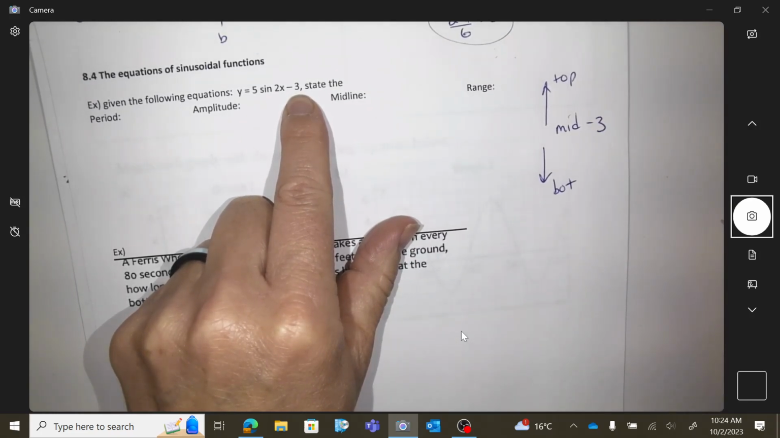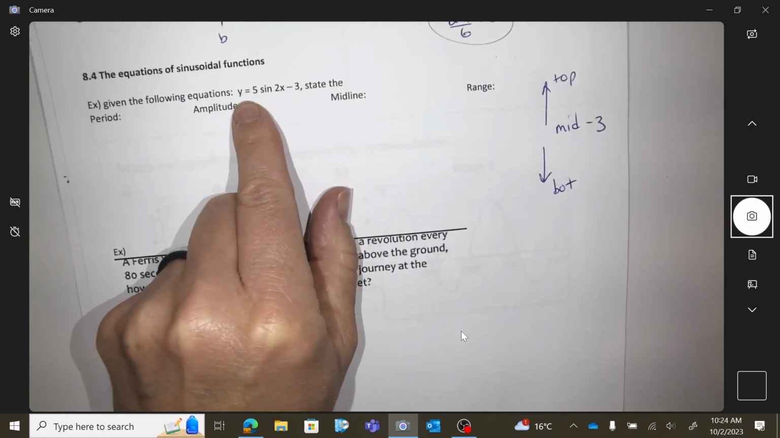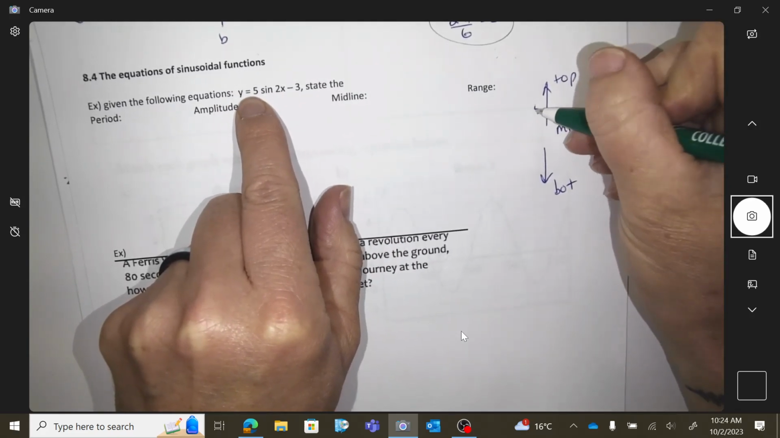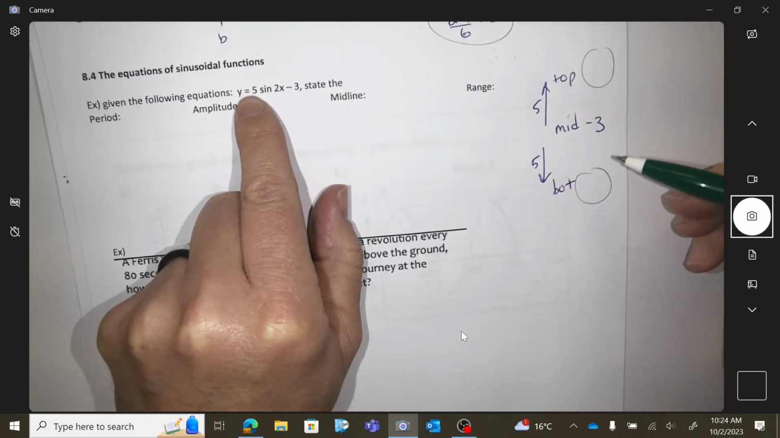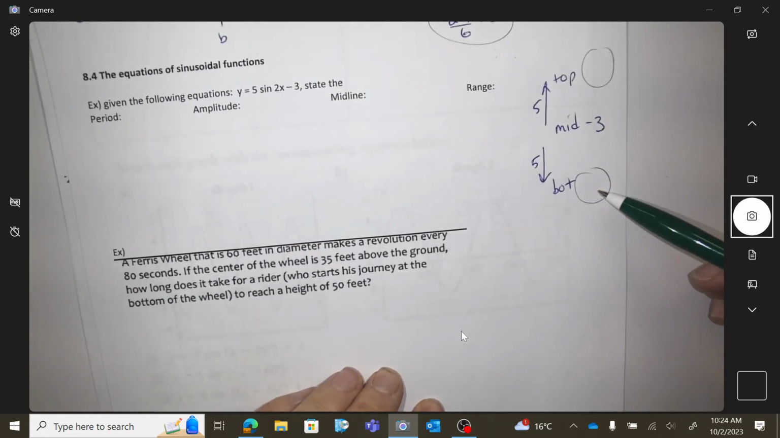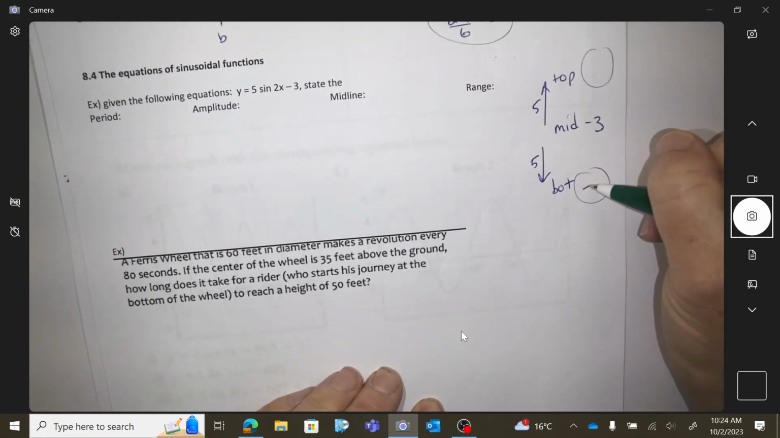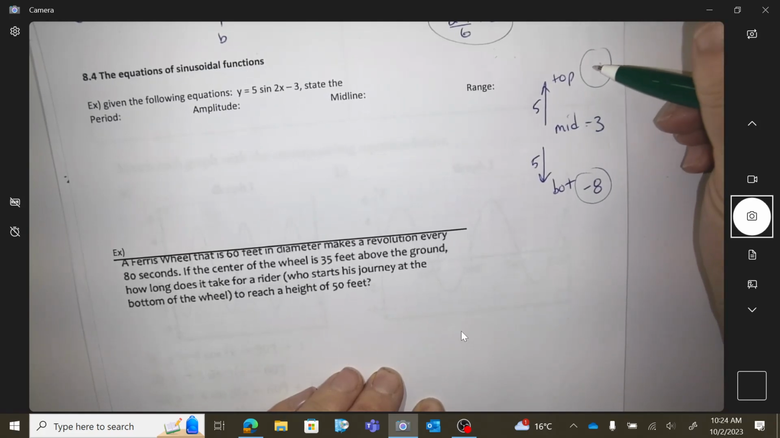Now I'm going to identify my amplitude, which is 5. So I'm going to have to think about, what if I was here and went down 5? -8. What if I was here and went up 5? 2.